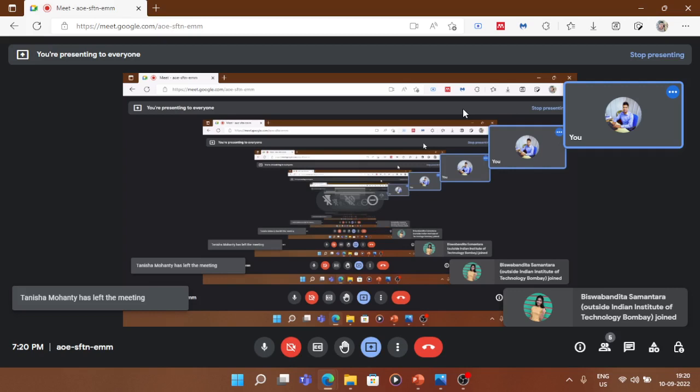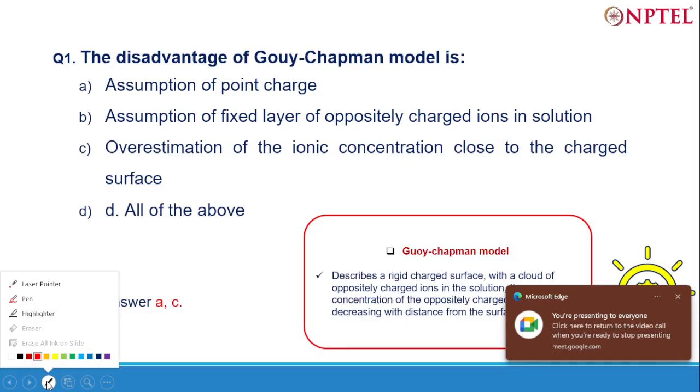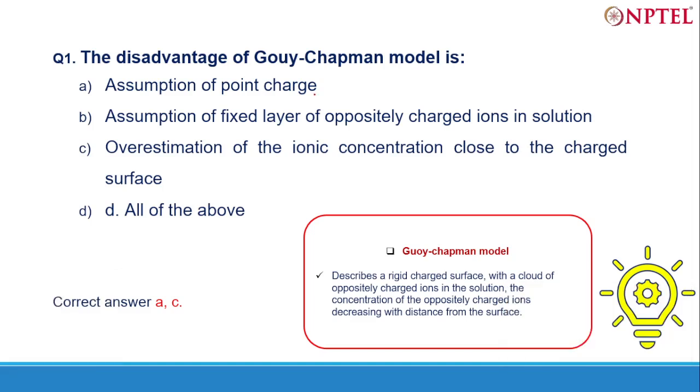Okay, so we were discussing here what is the disadvantage of the Gouy-Chapman model. Basically, this question is only a theoretical question. You don't have to apply so much of mind. If you know the answer, you can take the answer. But the main thing is not the answer. You need to understand the concept behind this question. So what is the concept involved here? The concept is the Gouy-Chapman model. Okay, so we will understand what this actually means.